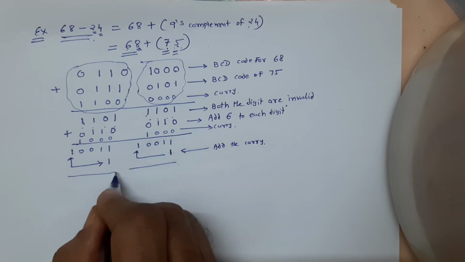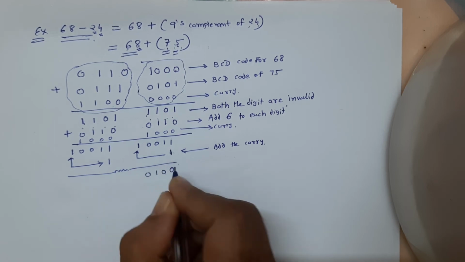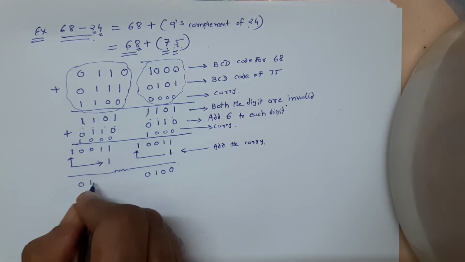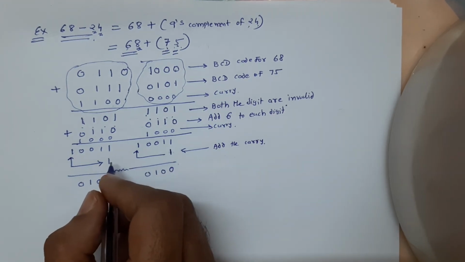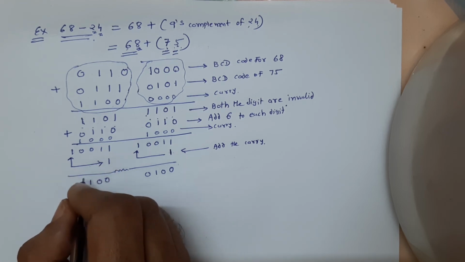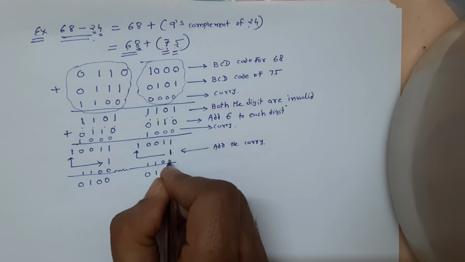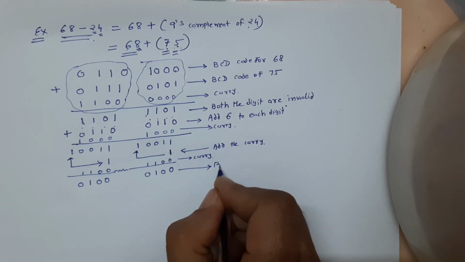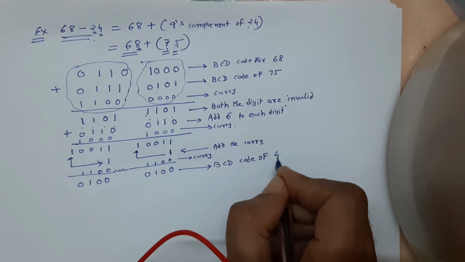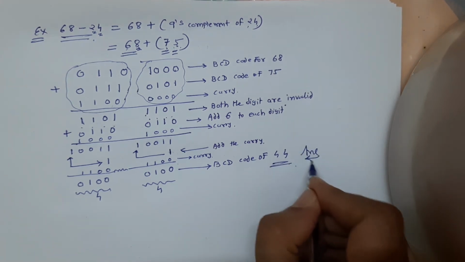So our final answer is 0100. And here 0100. This is the BCD code of 44. Here again we are getting carry. This is our carry, and this is our BCD code of 44. This is nothing but 4, this is nothing but 4. So we are getting, this is our answer.